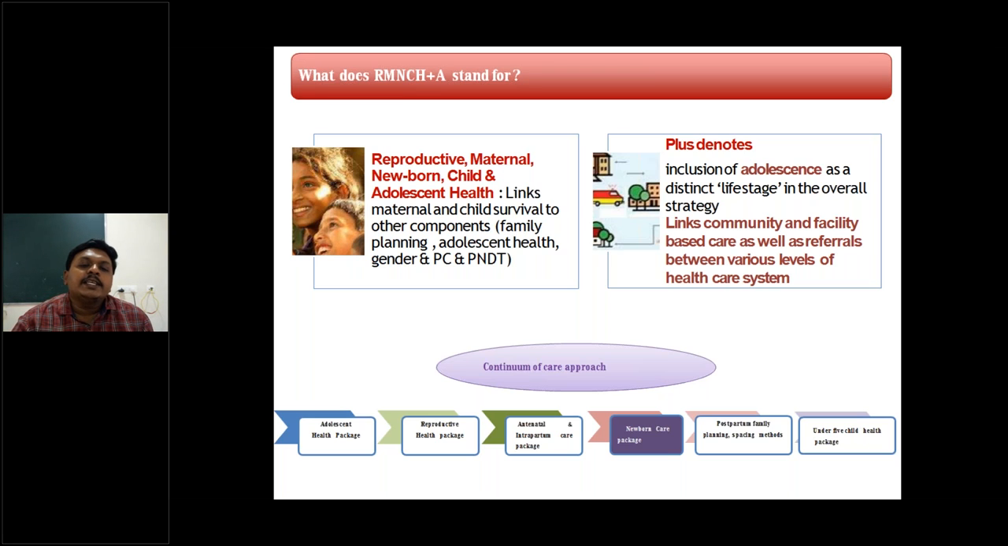maternal mortality rate should be decreased to 100 per 1 lakh population by 2017. These are the goals for this RMNCH plus A program. And to decrease the infant mortality rate to 25 per 1000 live births by 2017, and to take the total fertility rate to 2.1 by 2017. These are the objectives set for this RMNCH plus A through this continuum of care approach.